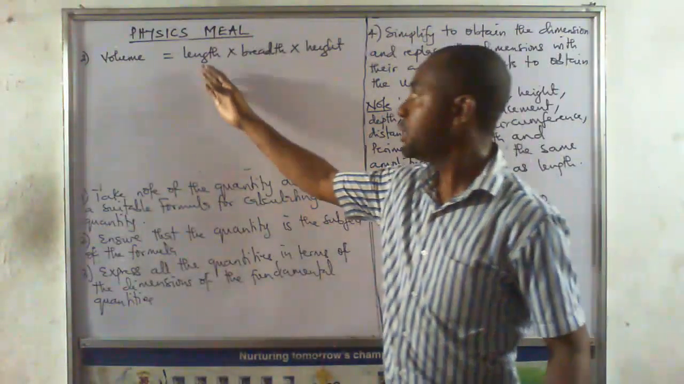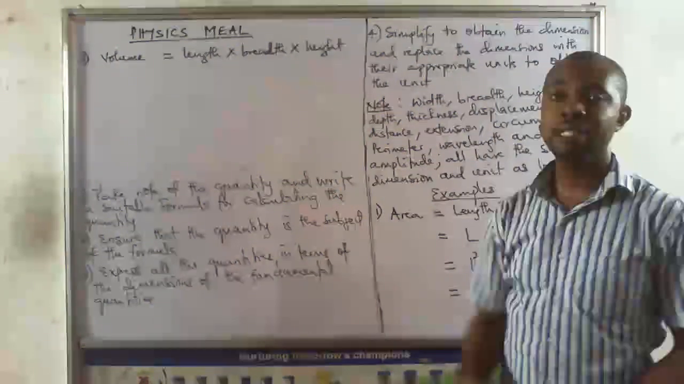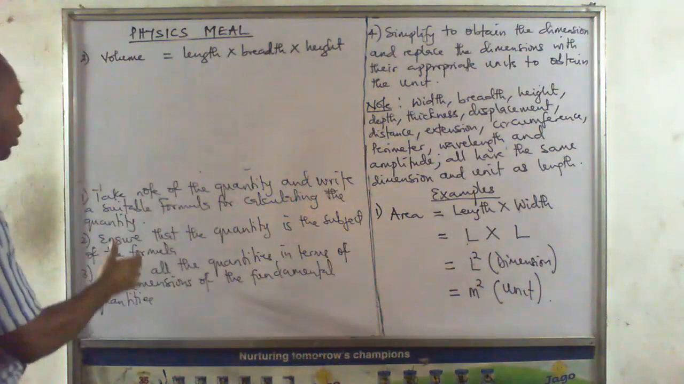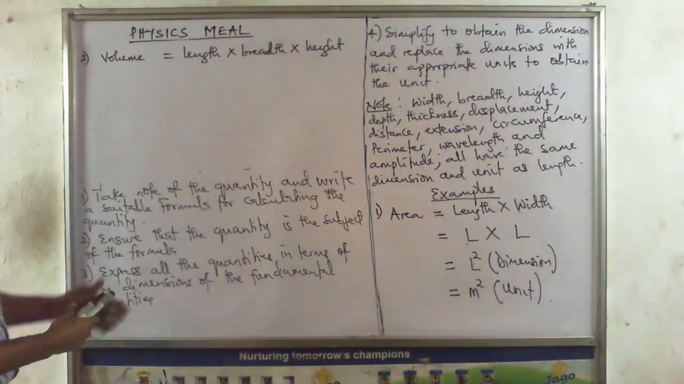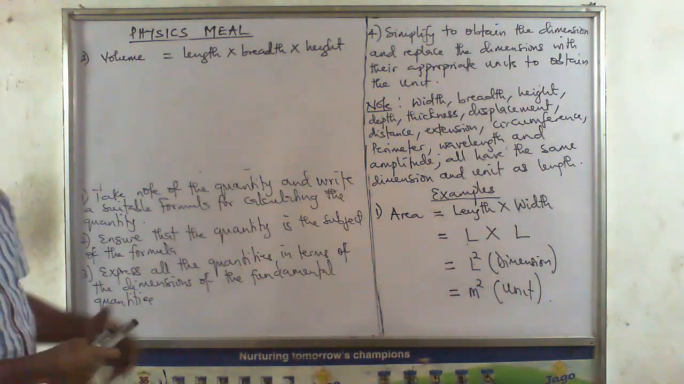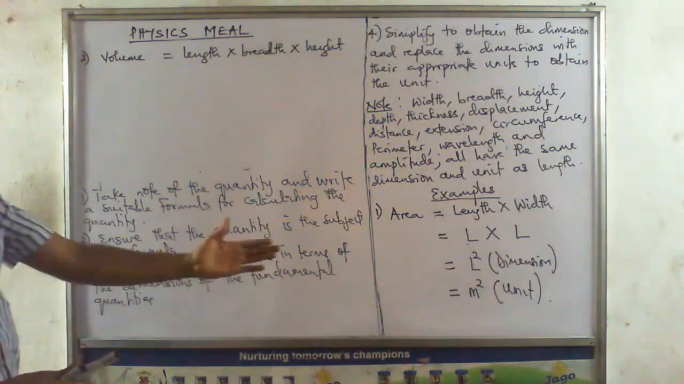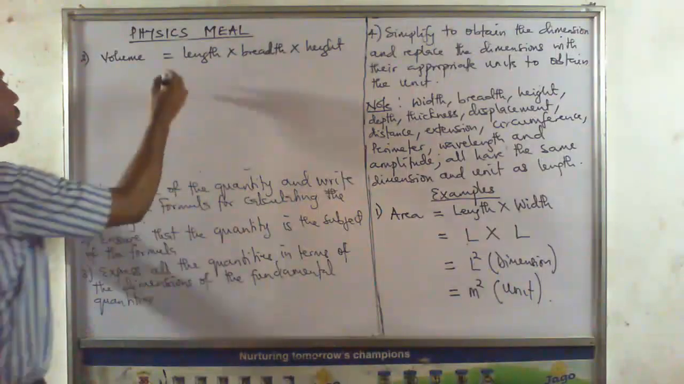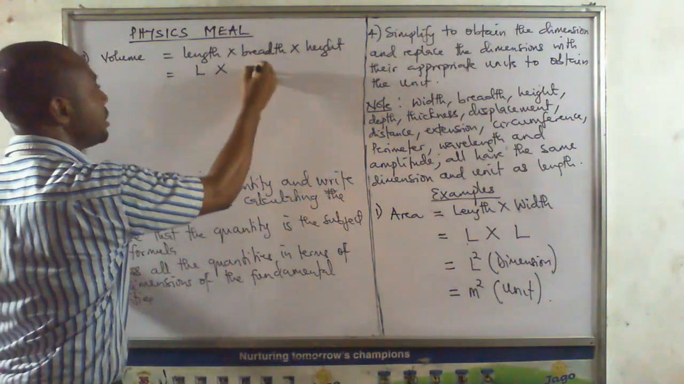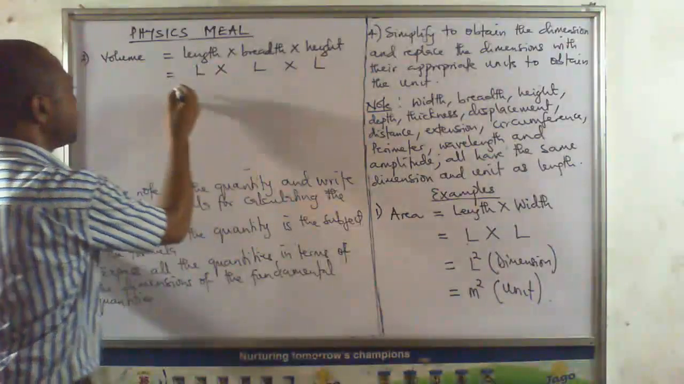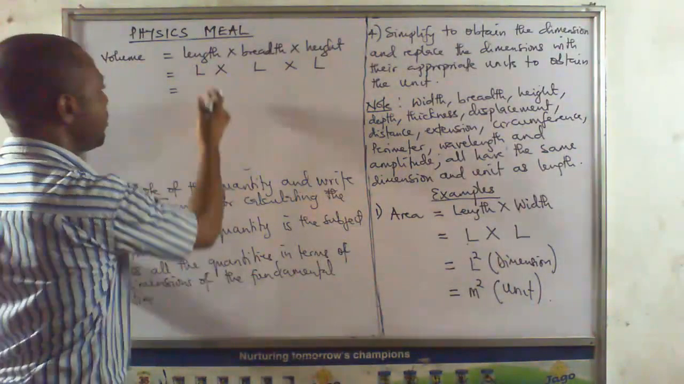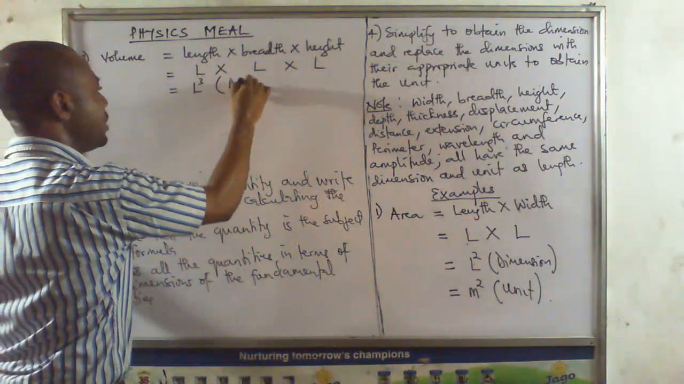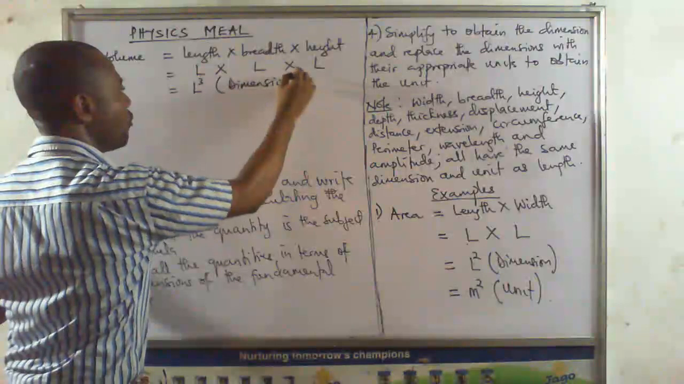But here, volume is length times breadth times height. That's the first thing we are asked to do. The next thing is to ensure that the quantity is the subject of formula. Here, volume is actually the subject. Then next, express all the quantities in terms of the dimensions of the fundamental quantity. So length is still L, breadth is still L, height is still L. Simplify. Length times length times length gives us length cube. This is the dimension of volume.